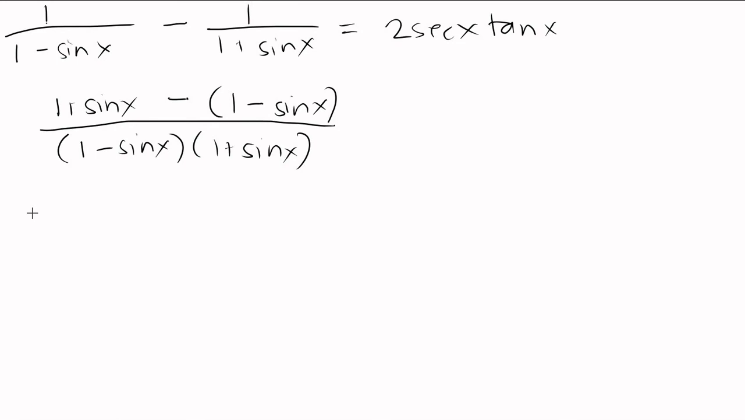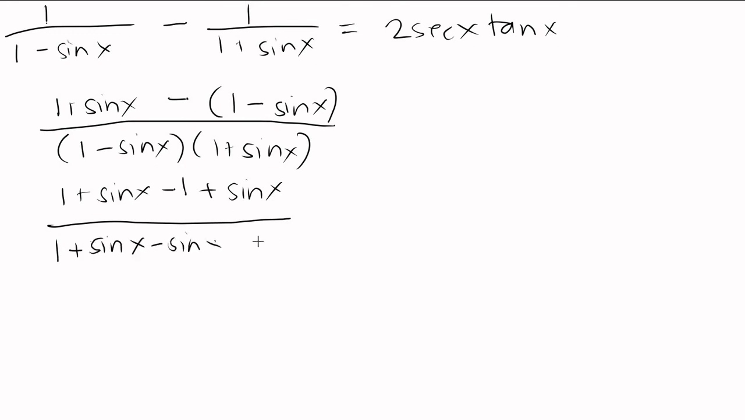So if we simplify this, that becomes 1 plus sine x minus 1 plus sine x, all over the denominator. Using the FOIL method for the denominator, we will get 1 plus sine x minus sine x minus sine squared x, and then sine x minus sine x zeroes out. On the numerator, 1 minus 1 zeroes out. So to simplify that, sine x plus sine x is 2 sine x, and then 1 minus sine squared x is our denominator.